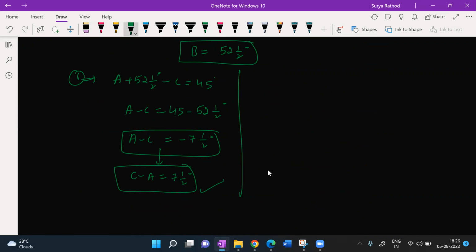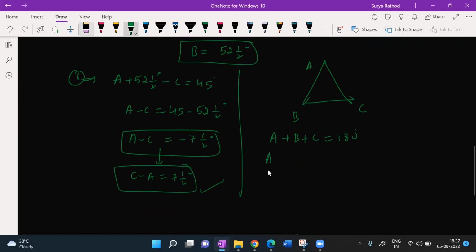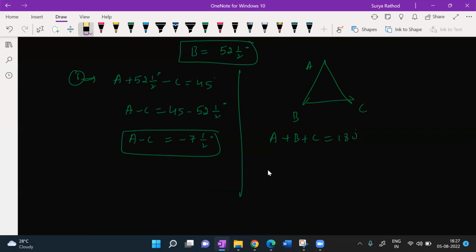Now see, he has given a triangle, right? How can I find the angles of the triangle? This is ABC. The sum of all angles in a triangle is 180 degrees, right? Now A plus B plus C. Can I write A as C minus 7 and a half degrees? So A = C − 7.5 degrees, plus B = 52.5 degrees, plus C = 180 degrees, right?